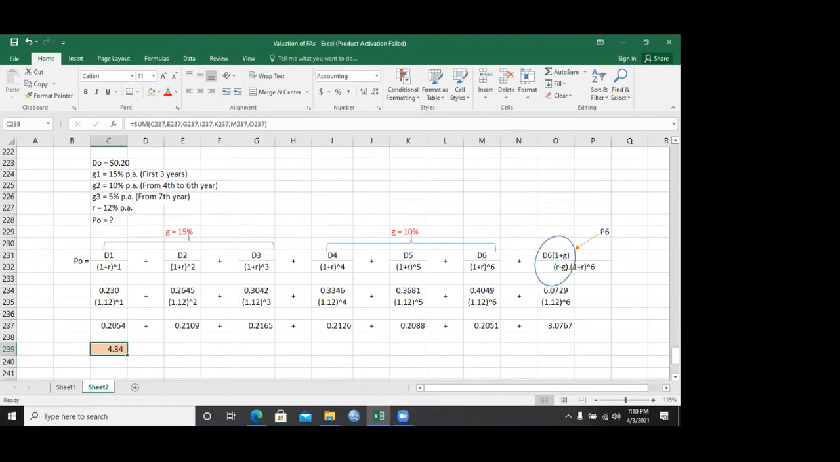No, the value doesn't change because any time you sell it, you sell it at the same.